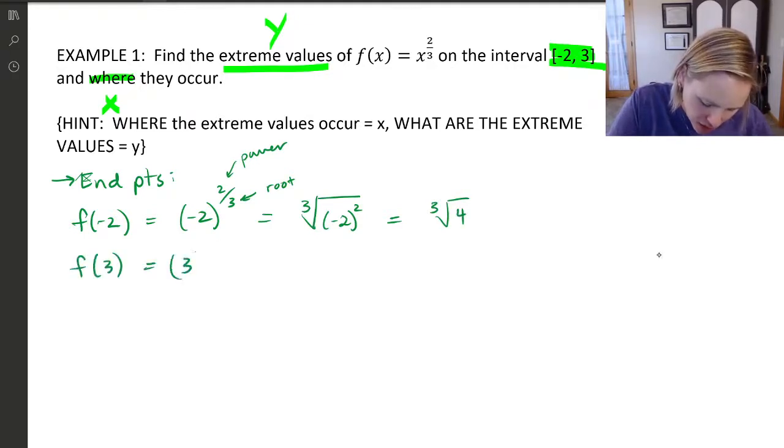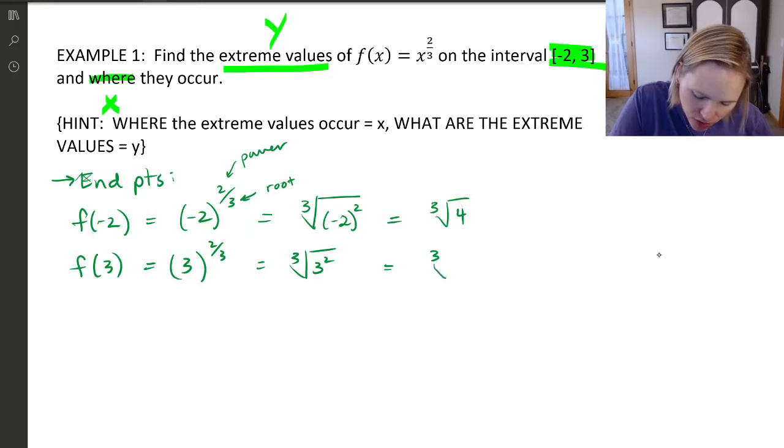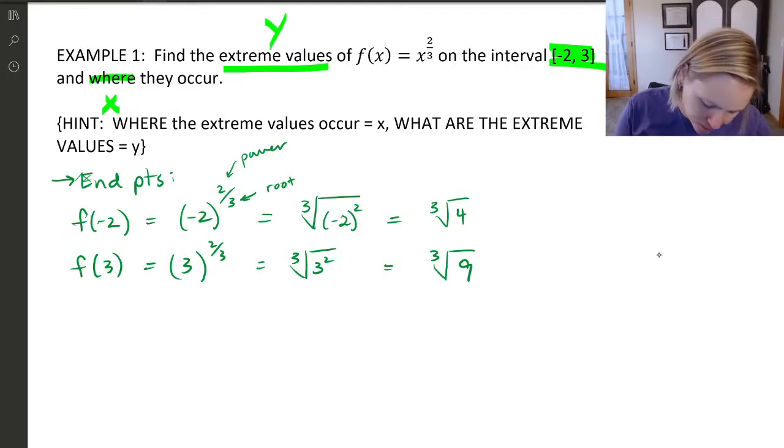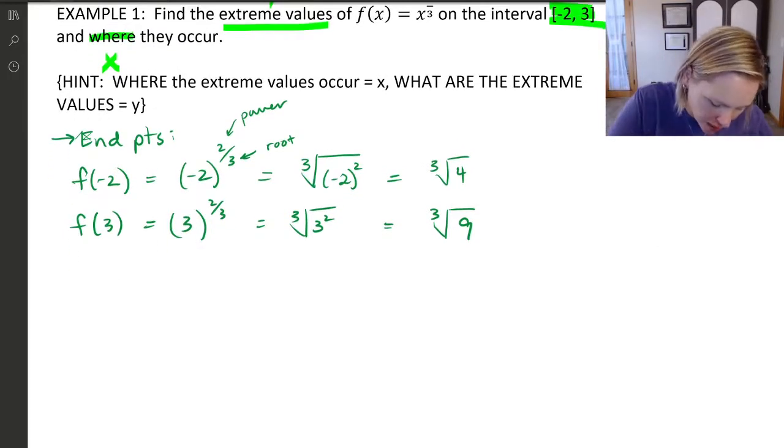That's going to be 3 to the 2/3 power. That's going to be the cube root of 3 squared, or the cube root of 9. Okay, so these are my y values. They could be mins and maxes, and actually they are mins and maxes. We need to figure out if they're absolute or just local or relative. So that's case 1, endpoints.